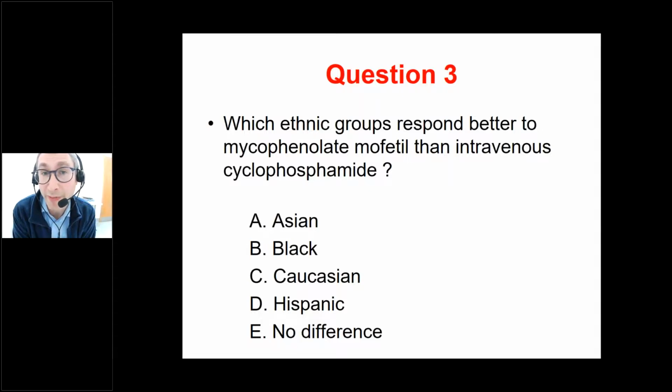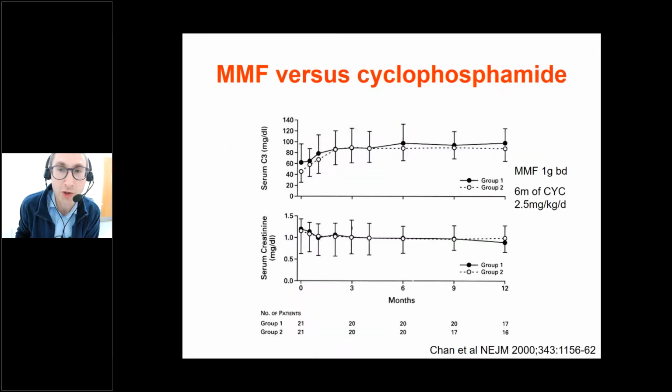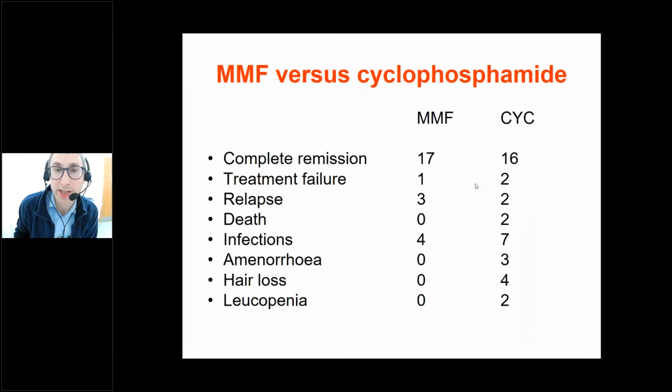But what this question is really about is the fact that most of the studies which started with MMF were actually about non-inferiority. The reason being that historically you would potentially need to be admitted even every month for your intravenous cyclophosphamide infusion. This is one of the first studies, which is 20 years old now, a randomized controlled study that was very well received in the New England Journal of Medicine by Chan et al., where patients were randomized to 1 gram twice daily of MMF for 6 months or cyclophosphamide at 2.5 milligrams per kilogram per day. It was one of the first studies which showed that patients did equally as well.